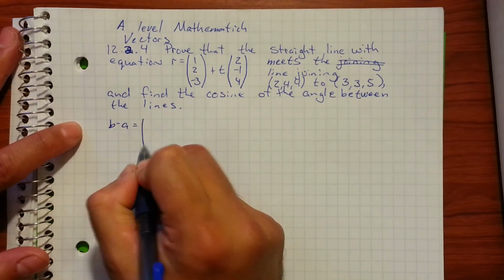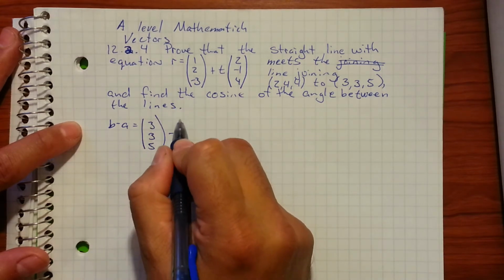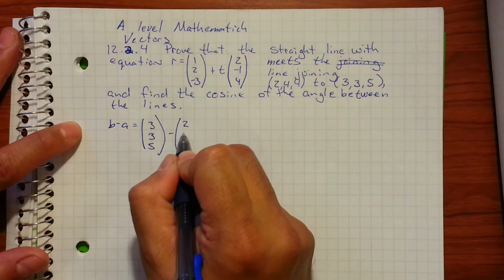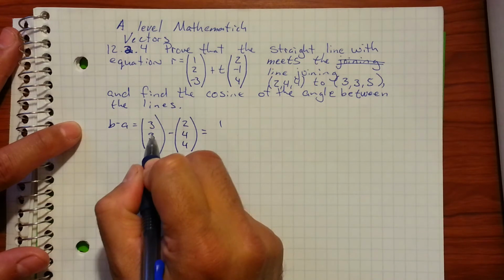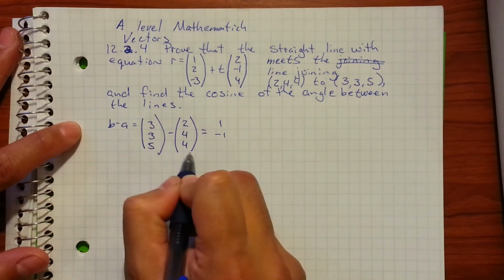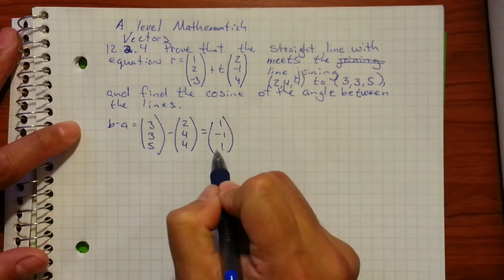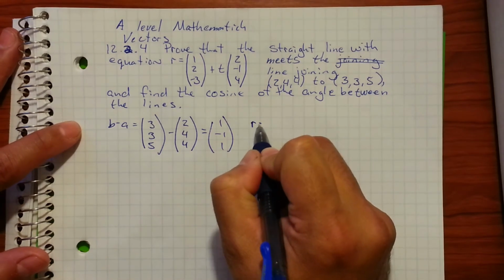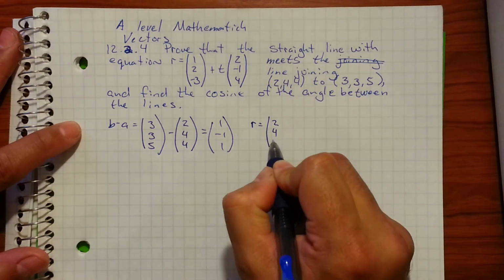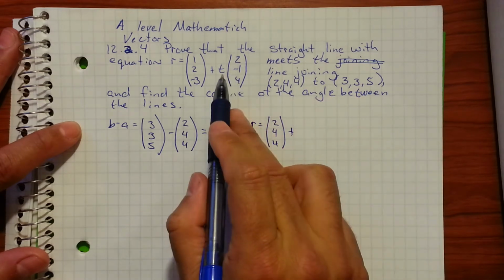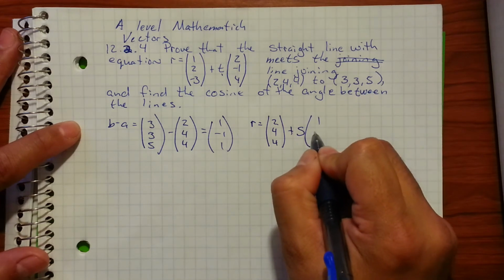And that's going to give me 3, 3, 5 minus 2, 4, 4, which gives 1, negative 1, and 1. So I have my vector right here. Now my equation is going to be r equals 2, 4, 4 plus, I'm already using t, so I'm going to use an s here, times 1, negative 1, 1.